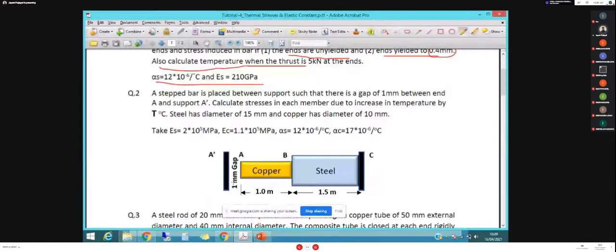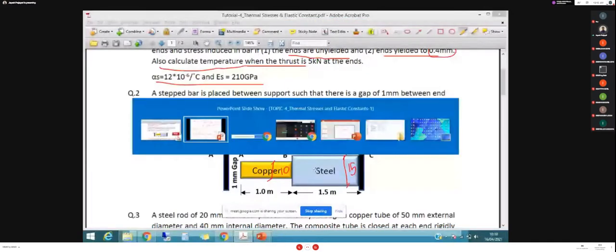Calculate the stress in each member due to an increase of temperature T degrees Celsius. The diameter of the steel bar here is 15 mm, and the diameter of the copper bar here is 10 mm. The area is pi by 4 d square. The values of alpha and E for steel as well as copper are both given here, and thus we calculate the stress induced in each member, steel as well as copper. Again, in this case, we are using the same equation to calculate the stress induced in this material.